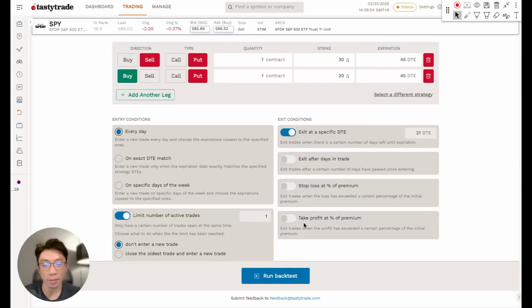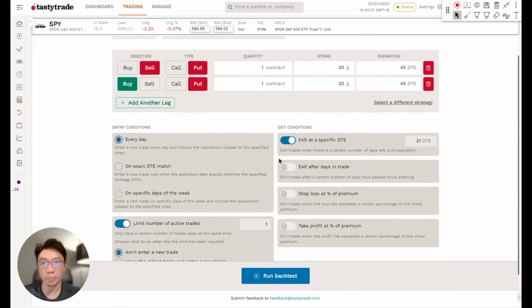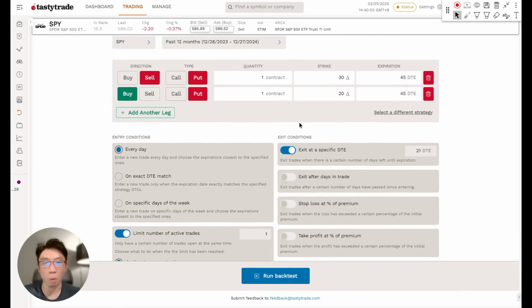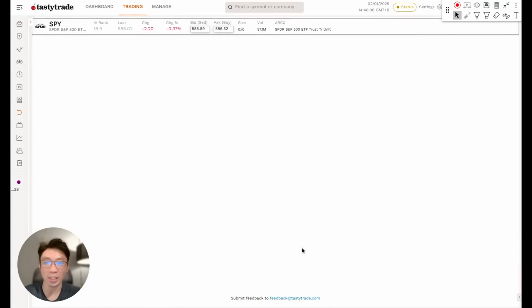Take profit at percentage of premium. Now this one you can choose at 50% as well, but I'm just going to leave it at 21 DTE. So everything here looks pretty good. So we're going to test this over a period of 1 year. And let us run the backtest and see how it actually performs.